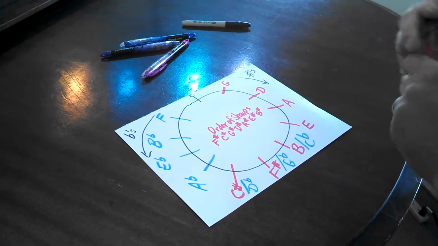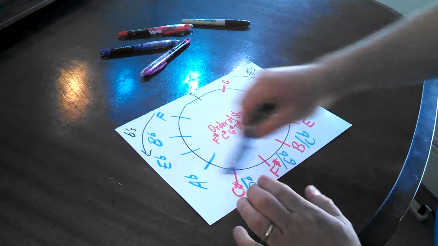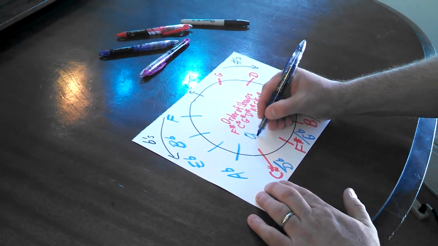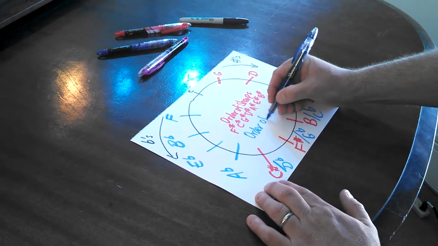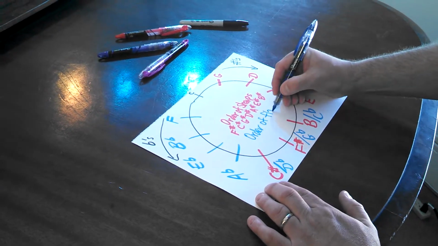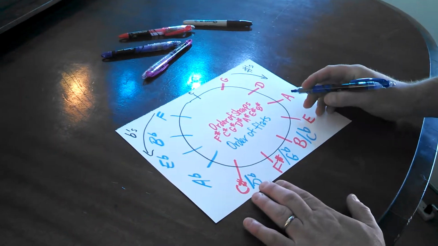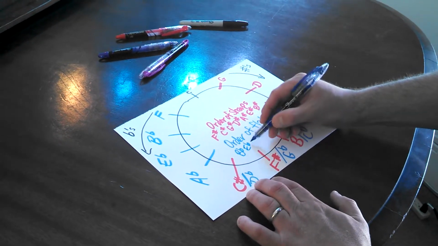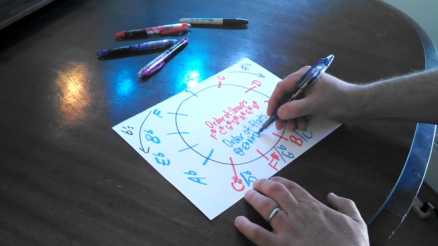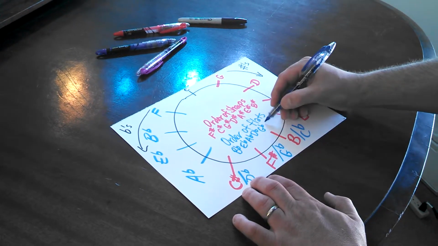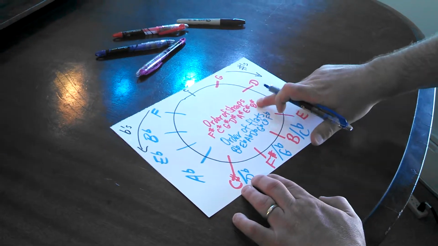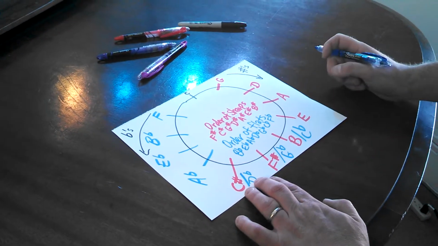So now we'll take the blue marker and we're going to do the order of flats. Now one really cool thing about music is that everything is like the inverse of something else. So the order of flats is B flat, E flat, A flat, D flat, G flat, C flat, and F flat, which you'll find is actually the complete reverse or inverse of the order of sharps.